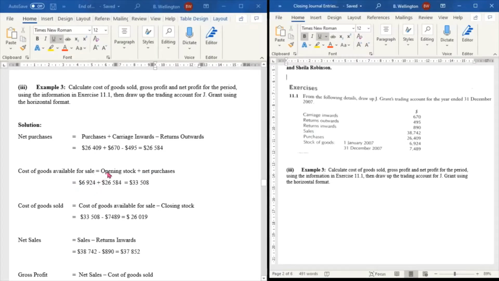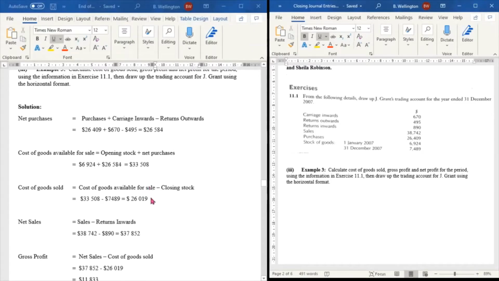Now, we can use that net purchases figure in our calculation of cost of goods available for sale, because cost of goods available for sale is equal to opening stock plus net purchases. We have already calculated net purchases, so let's add the opening stock to that. The opening stock was the stock on the 1st of January 2007. That was $6,924. So when you add that to the net purchases, you get your cost of goods available for sale of $33,508.